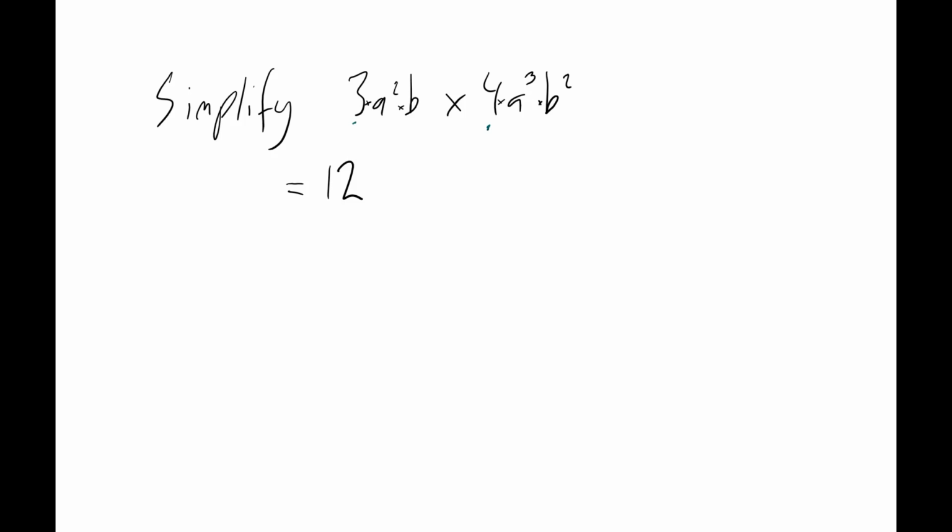Now let's take a look at our a's. We've got a squared and a cubed, timesing together. Now we know that's going to be a, and then we add the indices together, 2 plus 3. Let's take a look at our b's. We've got 1b and a b squared. Same deal, I'm going to go b. Now remember, b by itself has an index of 1. So it's going to be 1 plus 2. So here we go, we've got 12 a to the power of 5 b to the power of 3. And that's simplified.